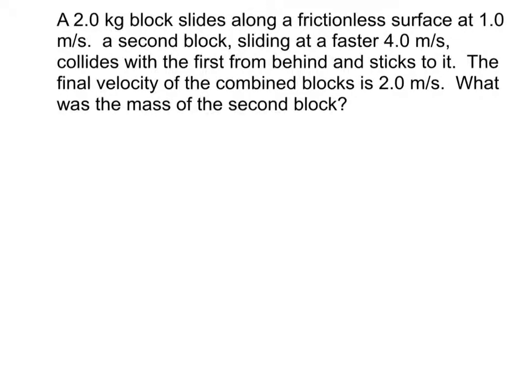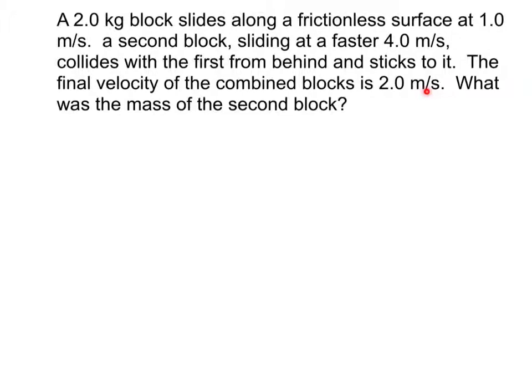Okay, in this problem we have this 2 kilogram block that's sliding along a frictionless surface. It gives us the velocity. And then we have a second block that's coming faster and collides with the first from behind and sticks to it. So the final velocity of the combined blocks is this value, and they want to know what the mass of the second block is.